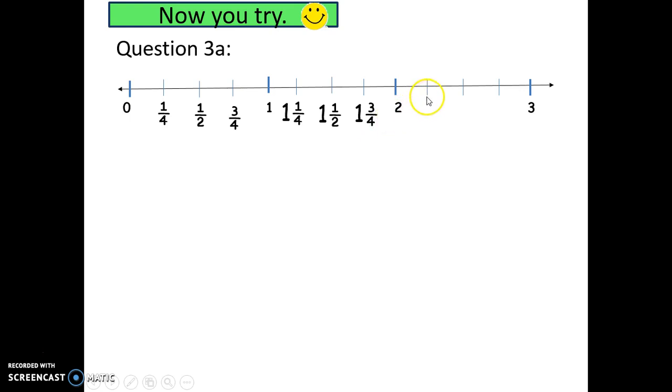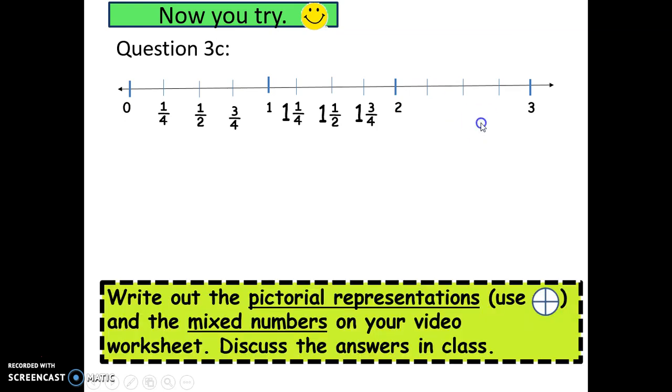Okay, for the next few divisions here, it's your turn to try. I'd like you to take out your video worksheet again, and tell me by writing down on your video worksheet what is the mixed number that is represented by this first division after the whole number 2. Next, for question 3b, that will be the second division after the whole number 2. And subsequently, the next one here, the third division after the whole number 2.